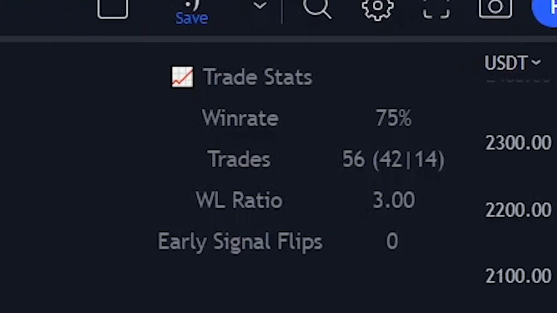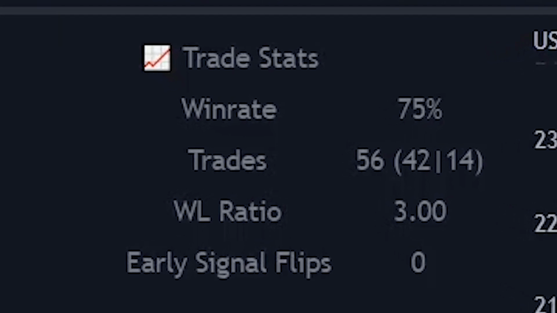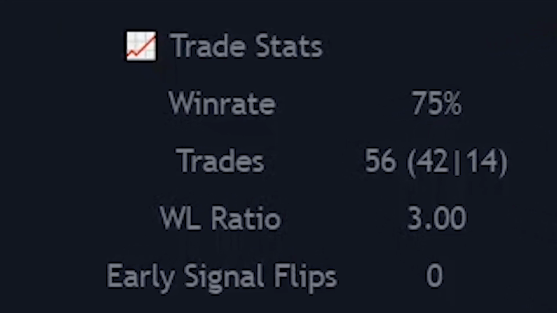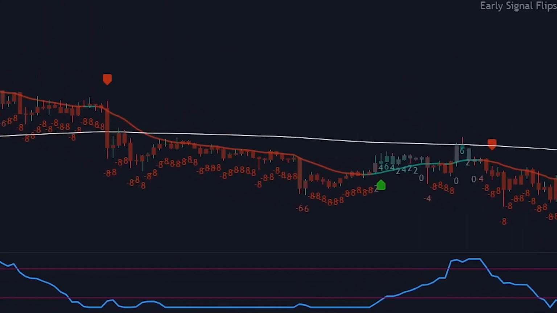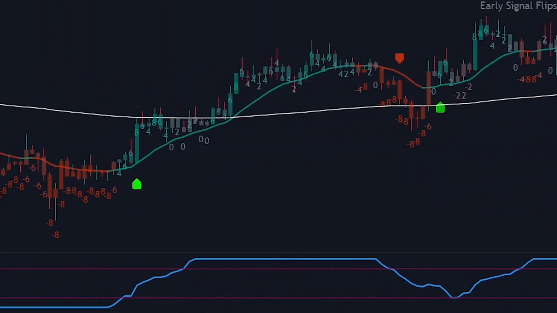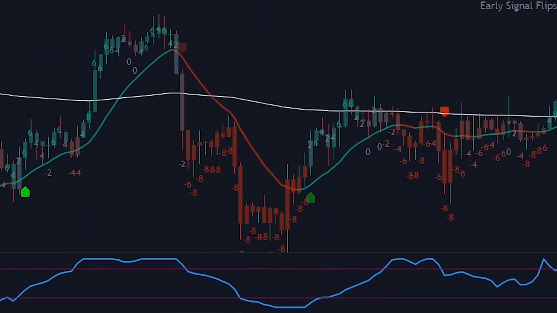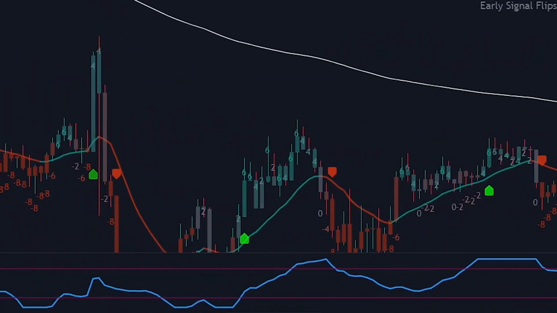The machine learning indicator by itself has a 75% win rate out of 56 trades performed in a set time period. Right now, I will backtest all these trades this indicator took, but I will use all three of our indicators instead of just one.